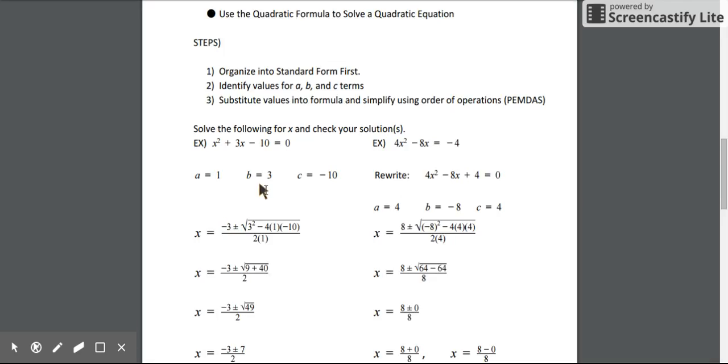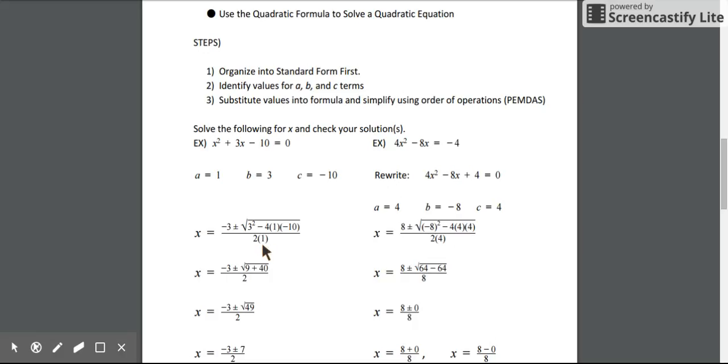So in this case, b is positive 3, so I'm going to write negative 3, plus or minus. We're going to have two different solutions maybe. The square root symbol, and underneath that is going to be a lot of stuff, so make sure you draw your radical really long. We're going to put b squared, or in this case 3 squared, minus 4 times a, which is 1, times c, which is negative 10, and the entire thing is being divided by 2 times a, or in this case 2 times 1.